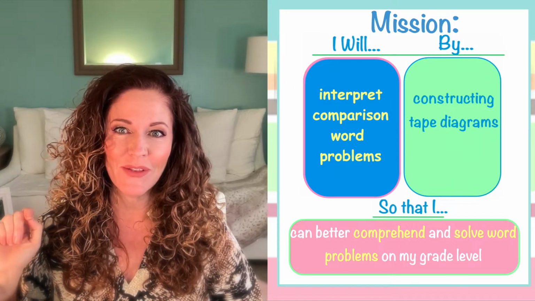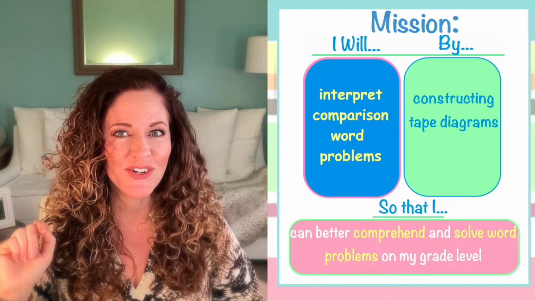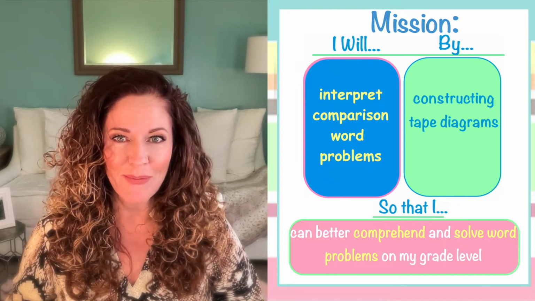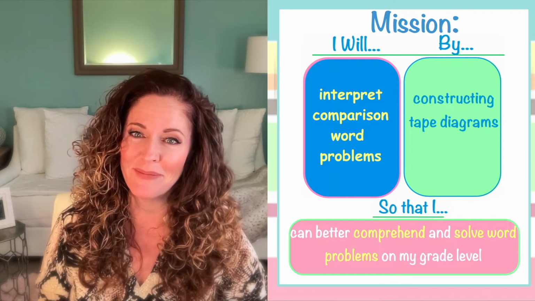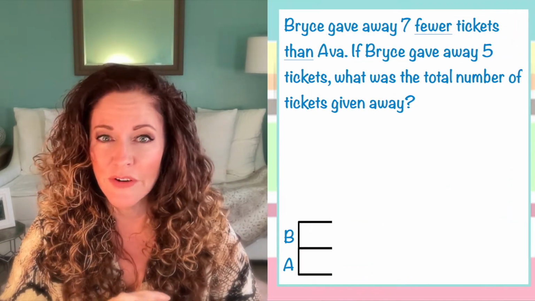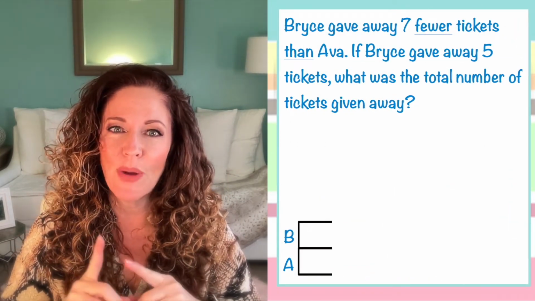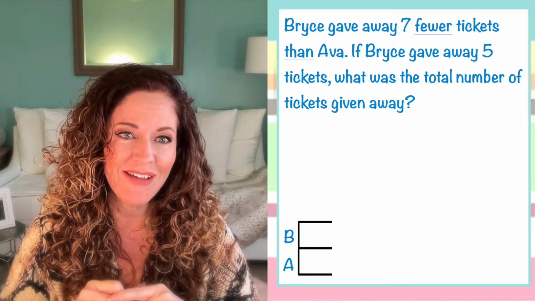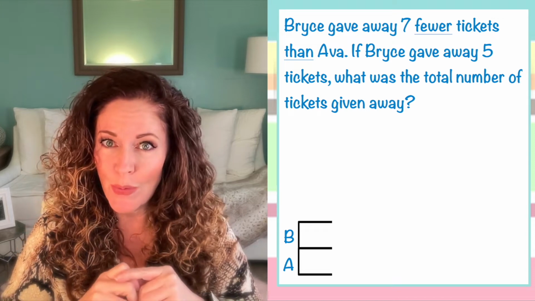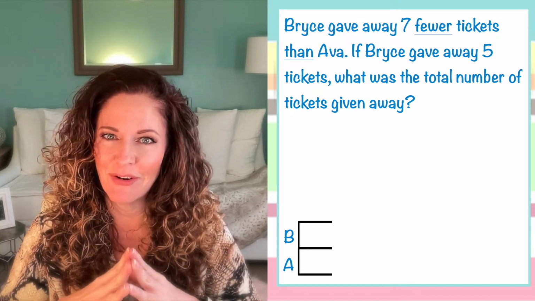We're going to be working on those comparison word problems by constructing tape diagrams so that we can better comprehend word problems on our grade level. That's our mission. We want to always keep that in mind. Our first problem says, Bryce gave away 7 fewer tickets than Ava. If Bryce gave away 5 tickets, what was the total number of tickets given away?